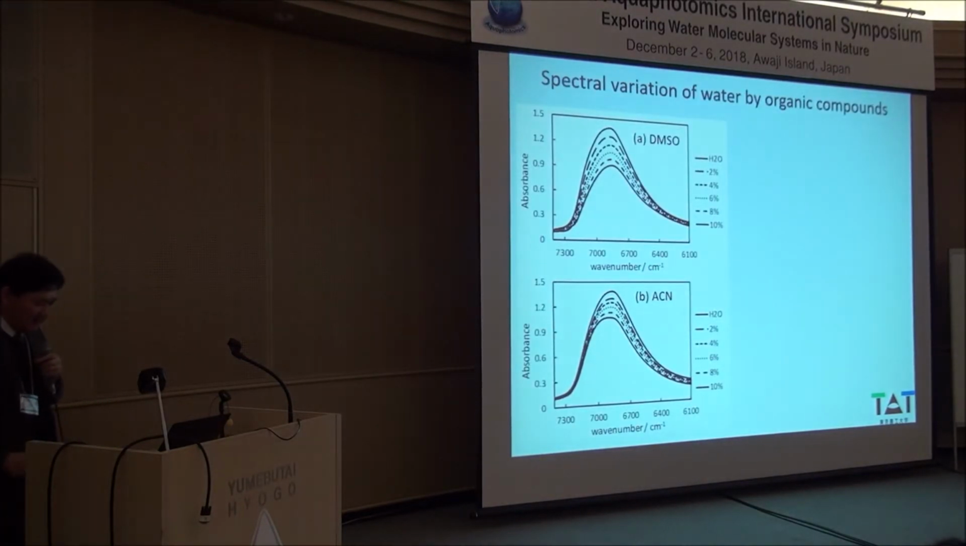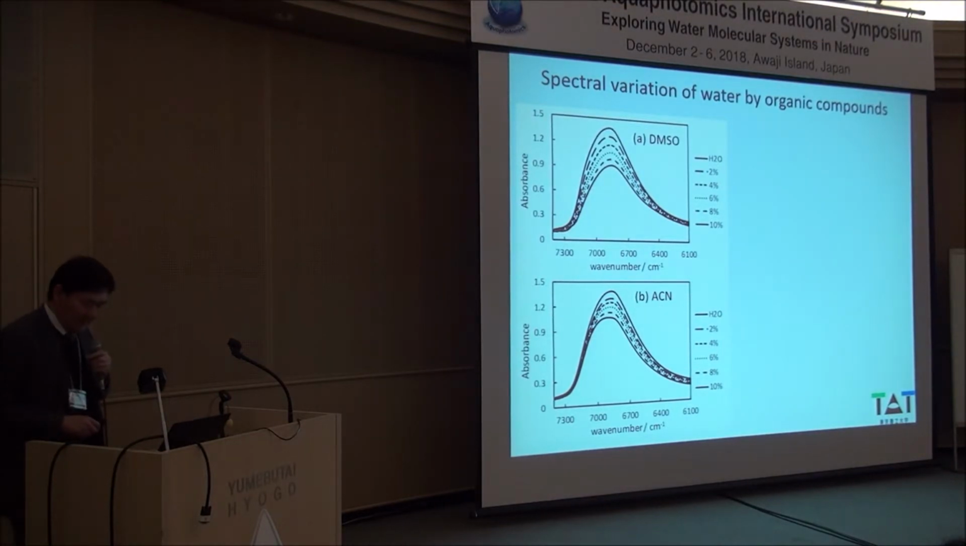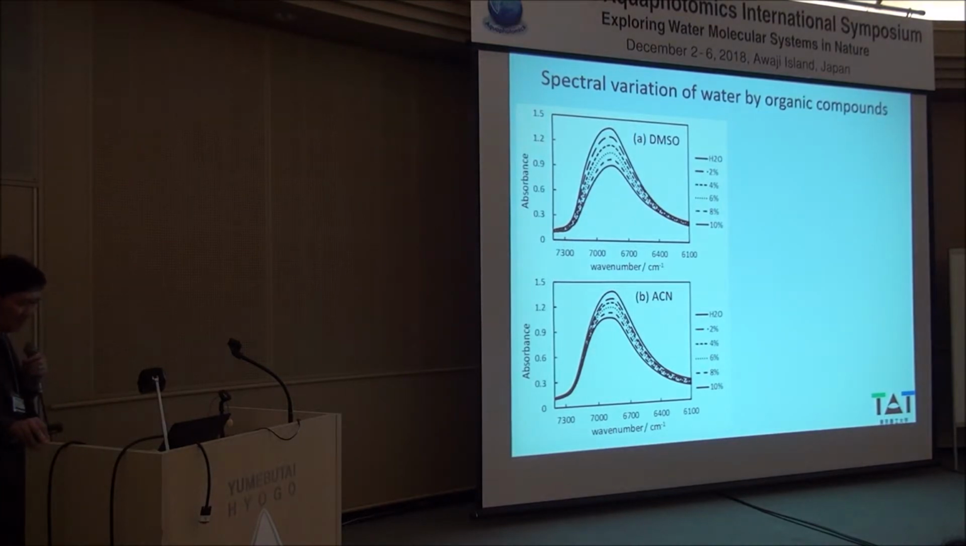Here again, representative observations are shown. There are spectra of pure water and aqueous solutions of dimethyl sulfoxide and acetonitrile. As the concentration increases, the absorption decreases because of the decrease of the concentration of water. Careful examination reveals that the spectra of the solution at 10%, this one and this one, differ little.